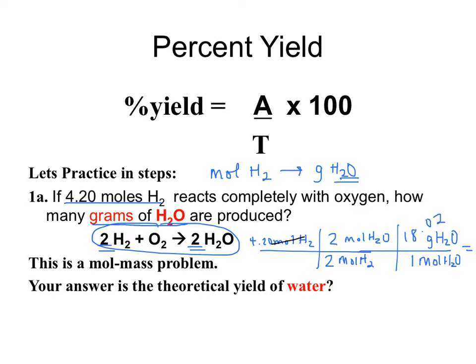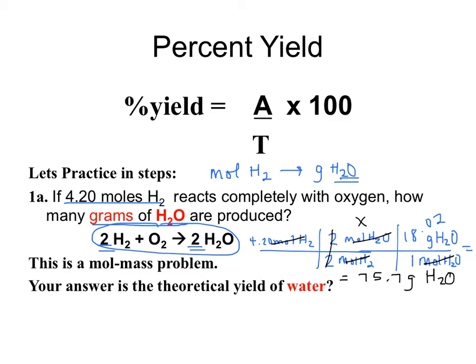We're going to cross out our units that are the same through the equation, and we'll do the math. Keep in mind that's going to cancel out, so we're really just multiplying 4.2 times 18.02, and that's going to give us 75.7 grams of water. So this is very similar to a mole mass problem that we did in the last section.